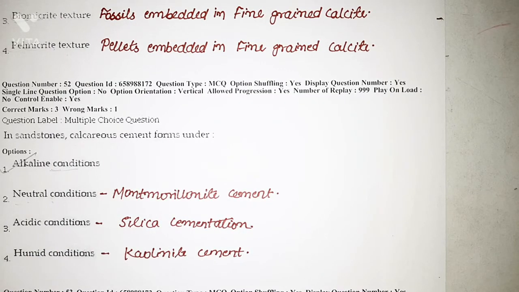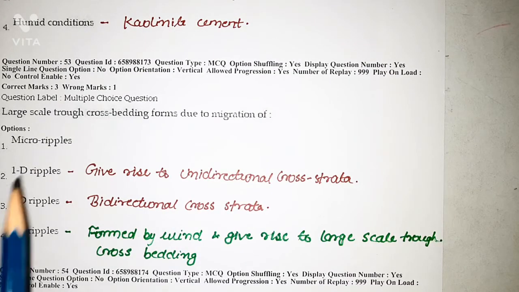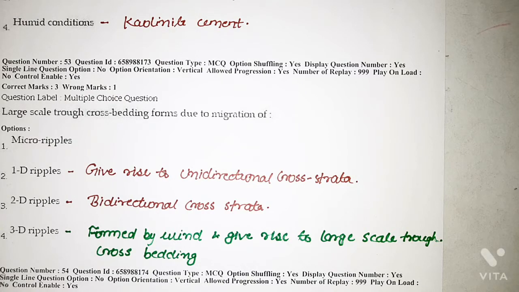Now next question says, large scale trough cross bedding forms due to migration of. So large scale trough cross bedding forms by aeolian ripples, and these are characterized by multi-directional ripples. Now let's check the options. First one is micro ripples. Micro ripples are not responsible for formation of large scale trough cross bedding.